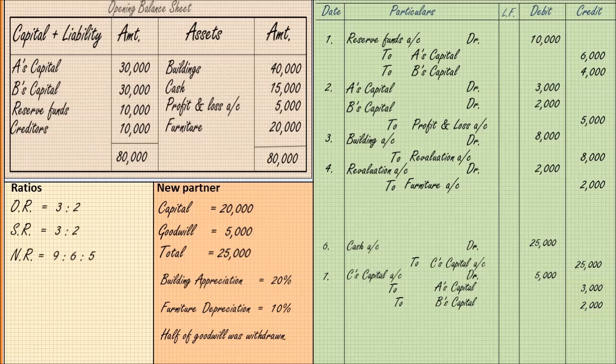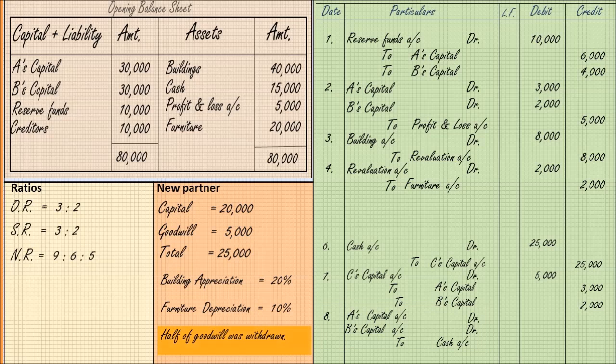One more additional piece of information has been given in this question, that half of the goodwill money was withdrawn. Naturally, this amount has gone to the old partners. So it means the old partners are going to withdraw cash from the firm. It's a transaction of drawings. And what is the journal entry of drawings? That will be A's capital account debit, B's capital account debit to cash account.